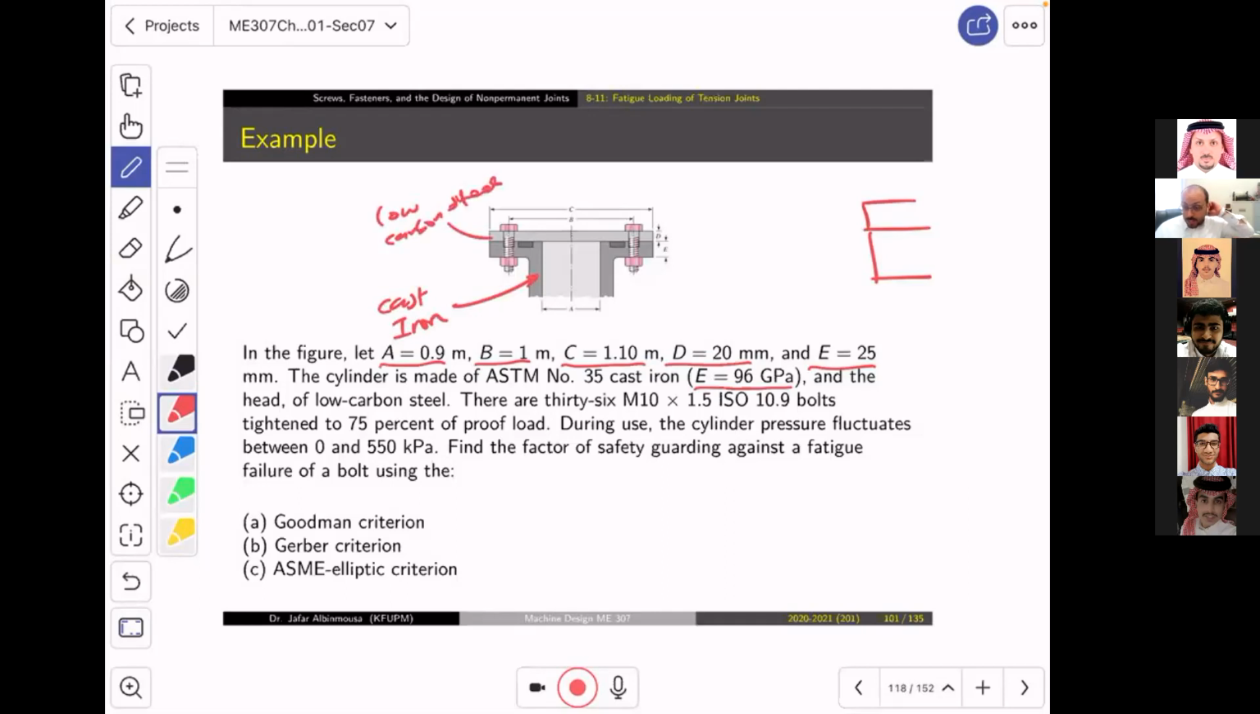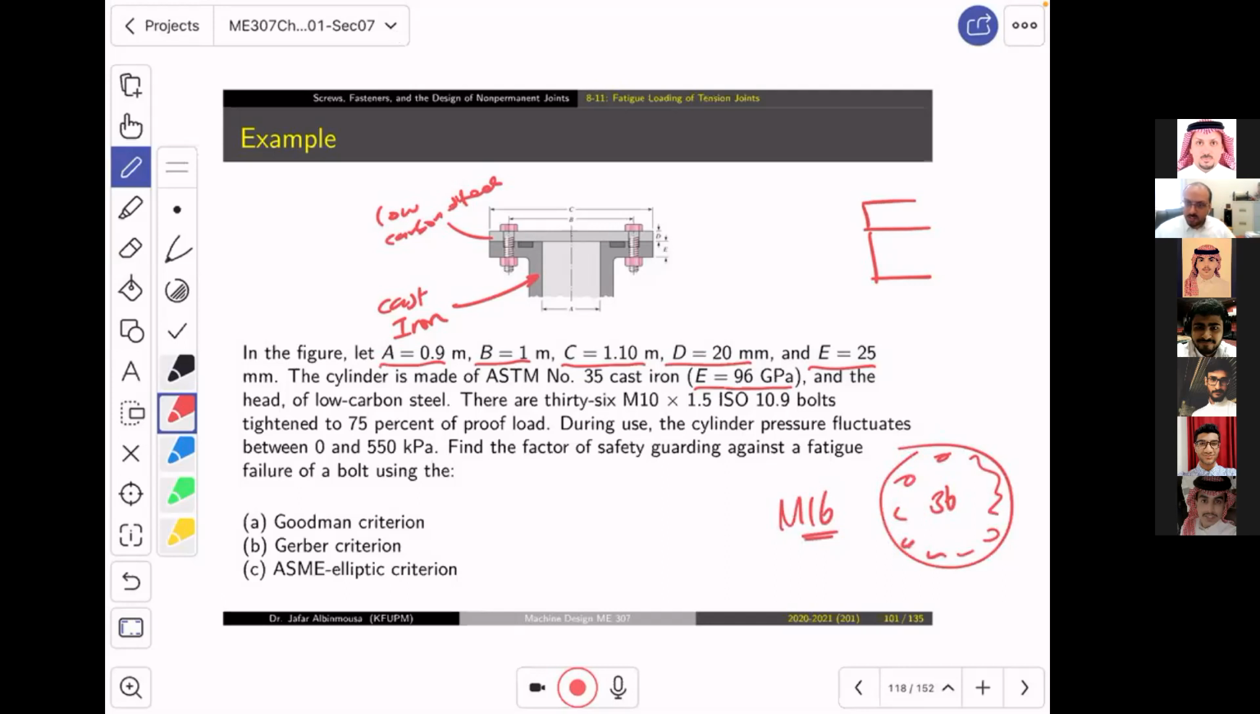Is this good news? I don't think so. It means you need K1, K2, K3, and so on. So there are 36 M10. So we have 36 bolts. Each one has a 16 millimeter diameter. With 1.5, this is what? This is the lead. And then ISO, that's now the class of the bolt, which is 10.9 bolt, tightened up to 75% of the proof load.